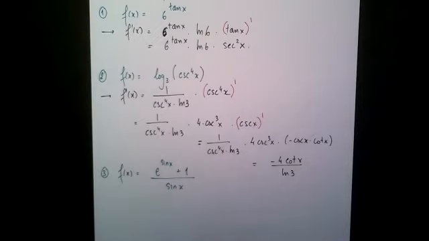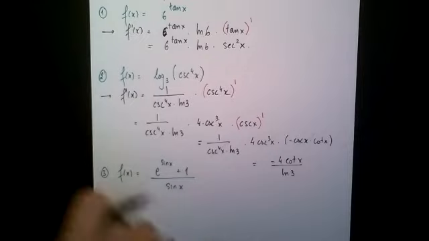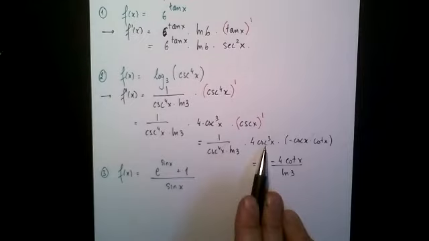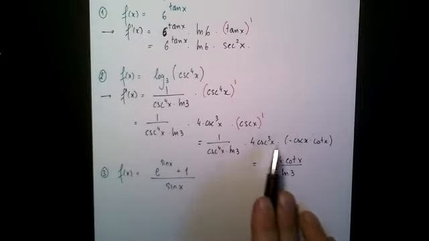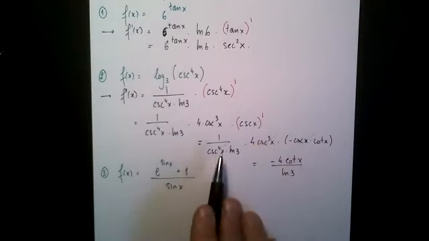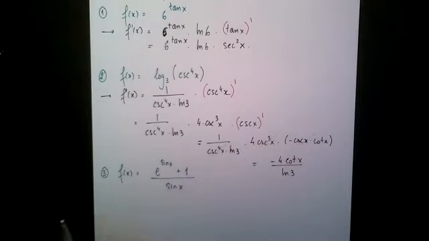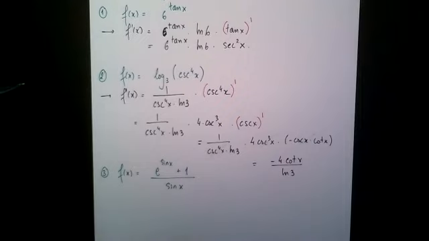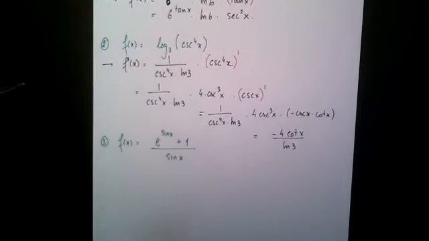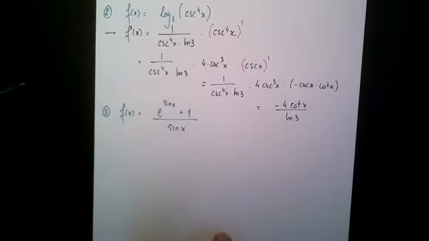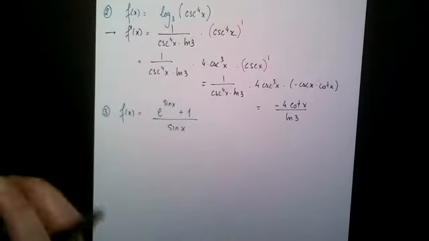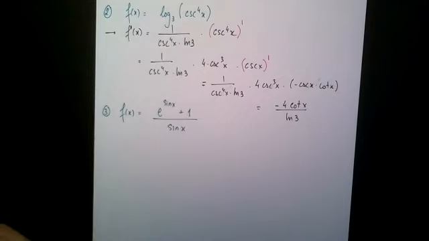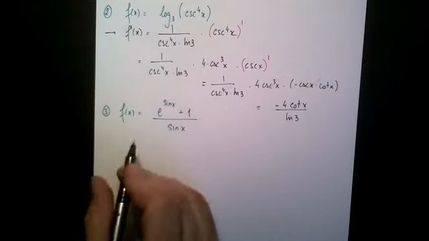Okay, any questions? Wait, sir, can you just repeat what cancels out? What canceled out is cosecant cubed times cosecant is cosecant 4, divided by cosecant 4, they cancel. We're good? Okay, last one.